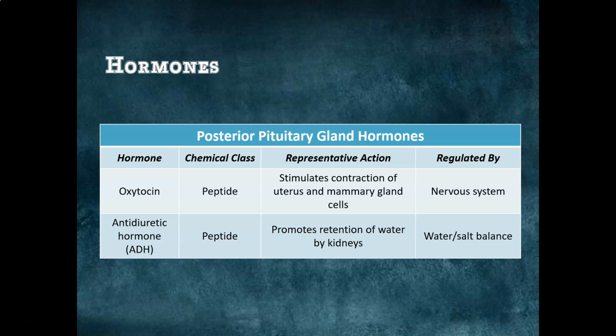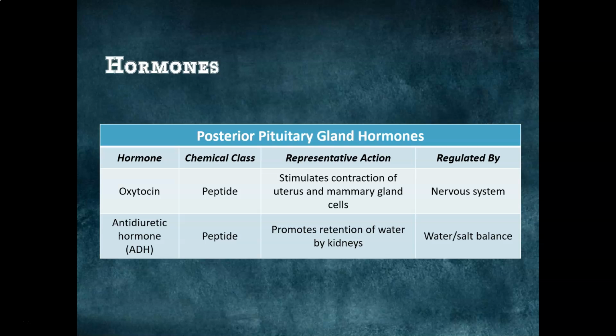So the two major hormones that we get from your posterior pituitary are oxytocin and then your antidiuretic hormone, or ADH. Both of these guys are peptide hormones, so remember what that means in terms of where their receptors are going to be. All right, these guys are water soluble, so their receptors will be on the cell membrane as opposed to internal.